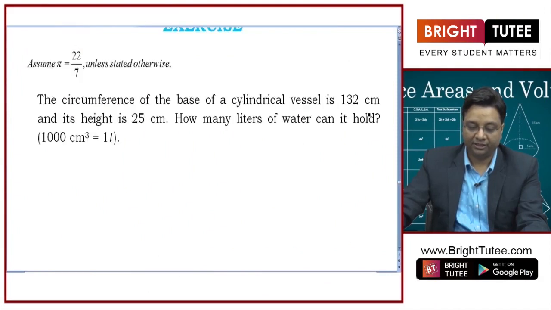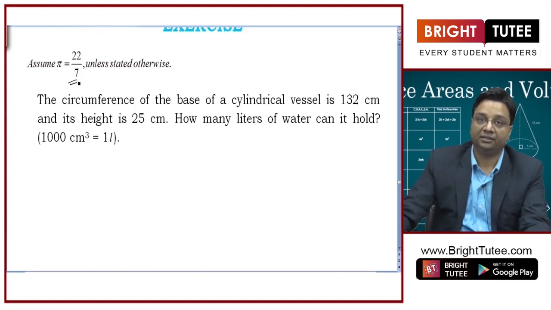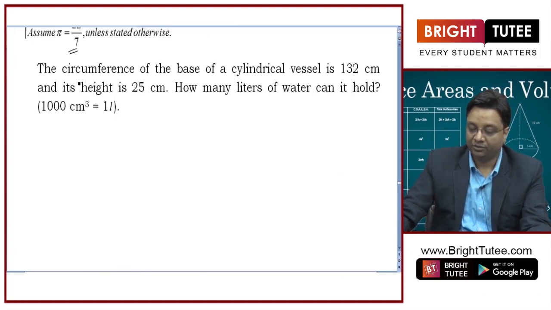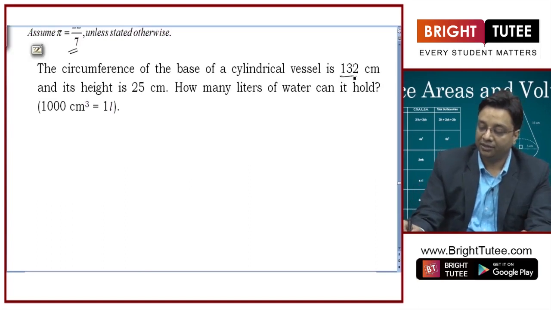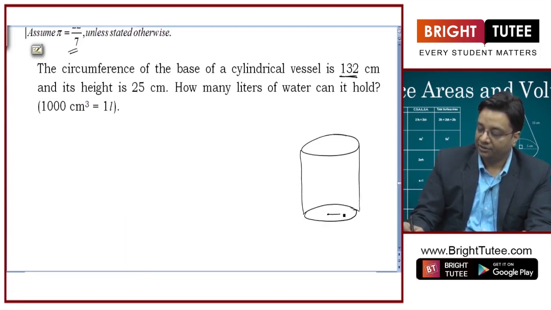Let's move to this exercise. We will assume pi as 22 by 7 unless it is given otherwise. The circumference of the base of a cylindrical vessel is 132 centimeter. So let us look at this question. Rather than giving the radius of the base, he has given the circumference.